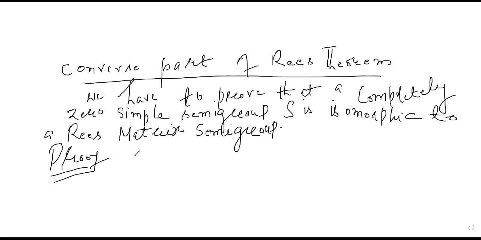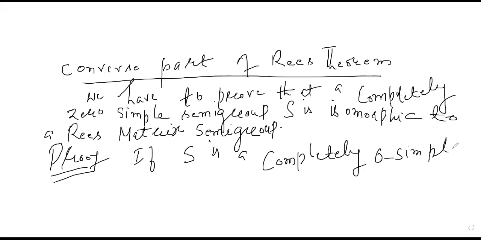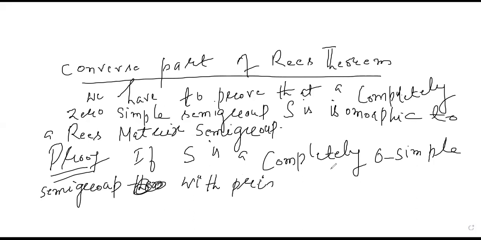Suppose S is a completely zero simple semigroup, then S is a semigroup with a primitive idempotent E. So we have proven some things.